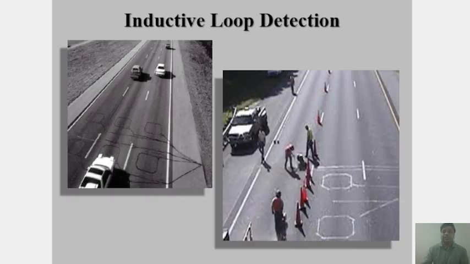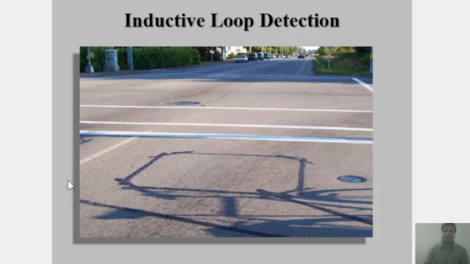Like we can collect the different types of vehicles, that is, the volume data can be recorded by this inductive loop detection. So this is how it looks like. So this is again an example of inductive loop detection.